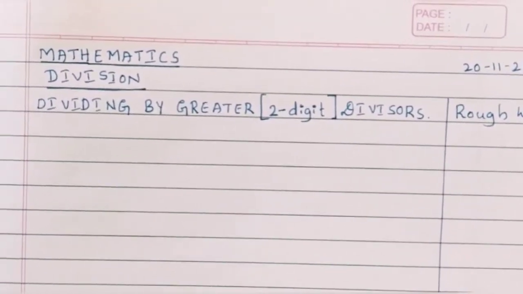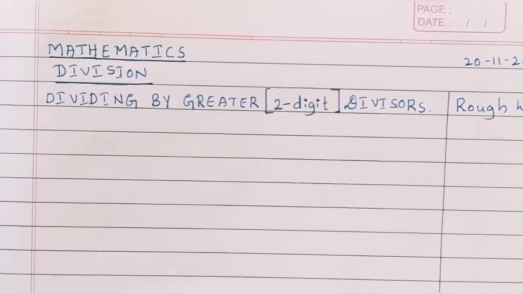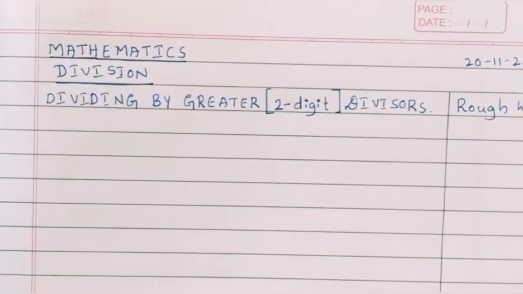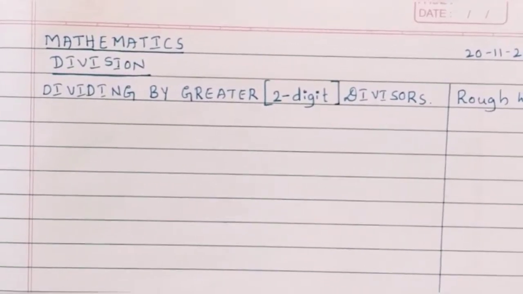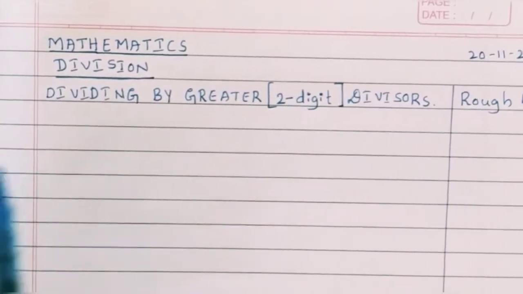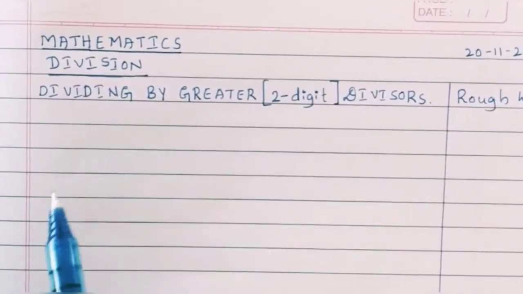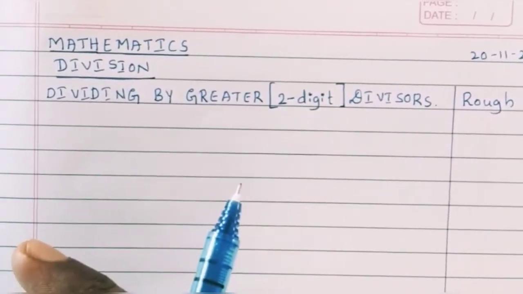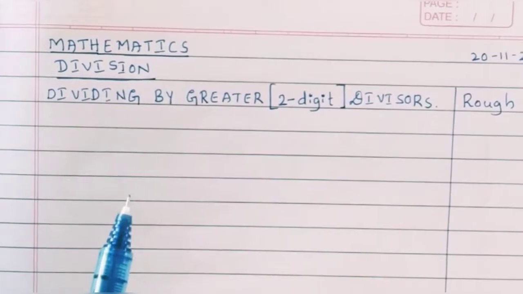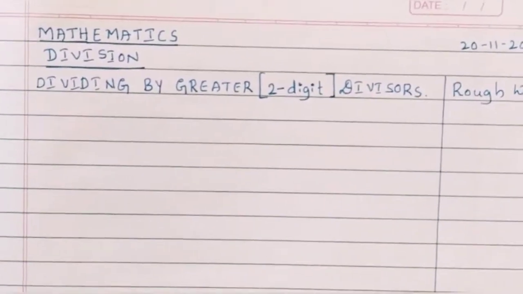We started a division chapter, and in that chapter you learned how to divide small numbers, right? In today's video we will talk about dividing by greater divisors, meaning the divisor has 2 digits or 3 digits. So when you have this kind of divisor, how do you divide?